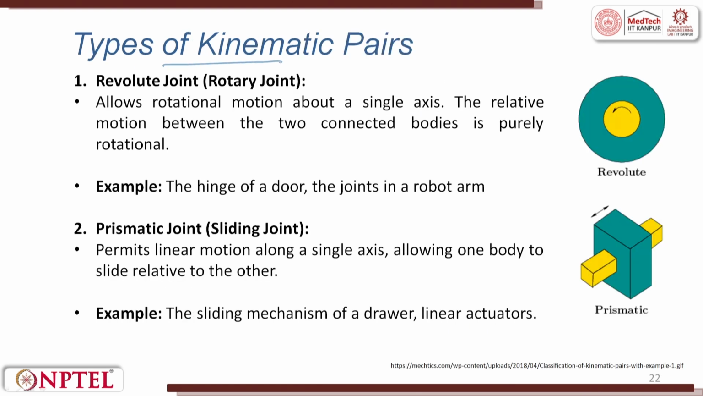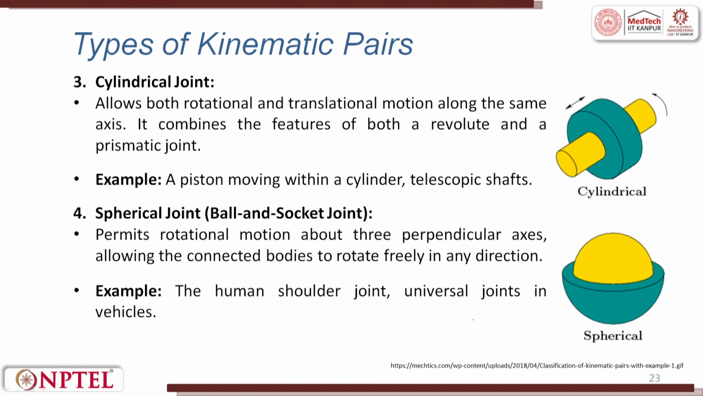Types of kinematic pairs: you can have revolute joints or rotary joints. The figure is given here. The relative motion between the two connected bodies is purely rotation, as in the hinge of a door or in the joint of a robot. You can have prismatic joints, which are nothing but sliding joints. They permit linear motion along a single axis, allowing one body to slide on the other, like a drawer in a table or a linear actuator.